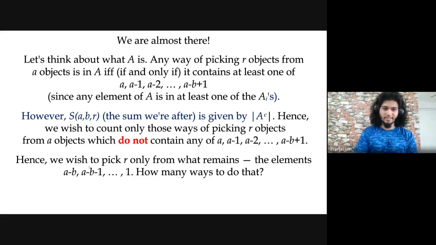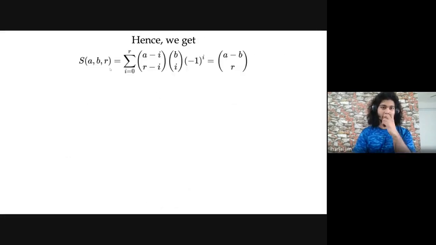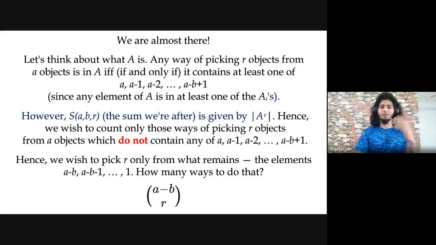So how many ways are there to do that? You have A minus B, choose R elements. So we get that S of ABR is given by A minus B choose R. And now I hope that you can see why we had assumed A minus B is greater than or equal to R, because otherwise this expression wouldn't make sense. So again, I'll give you some time to think about this logic, and after that we'll move on.